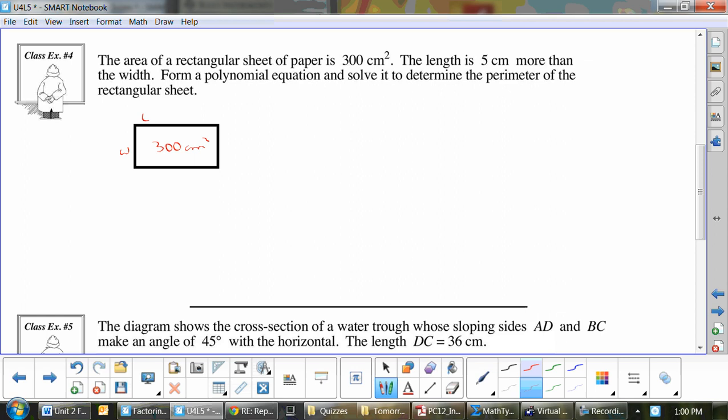I'm gonna just ask you a question here. If your length is x, Sam, what would your width be? No, we can only have one variable, and we know that the length is 5 more than the width. So your width would be x minus 5. If we made the width x, what would the length be? So if you make this x, this would be x plus 5.